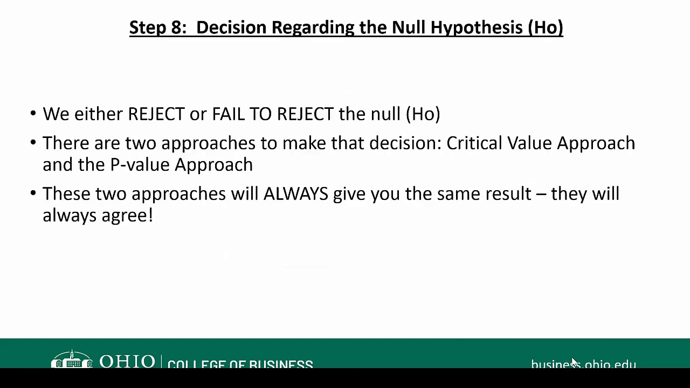Now we need to determine if we should reject or fail to reject the null hypothesis. There are 2 approaches to make that decision, the critical value approach and the p-value approach. These 2 approaches will always give you the same result, that is, they'll always be in agreement.